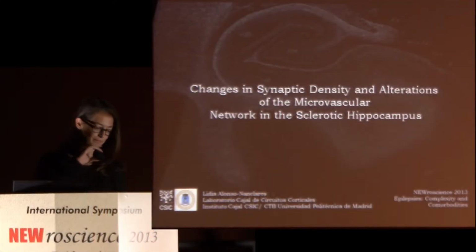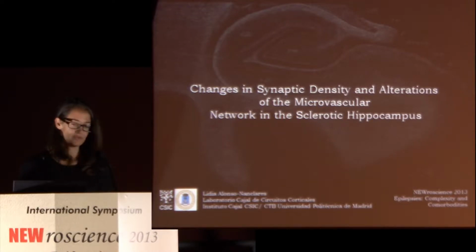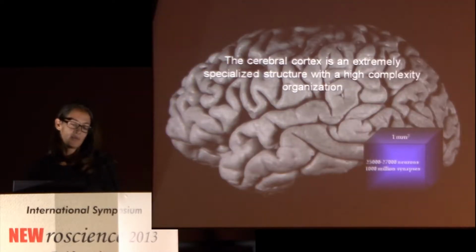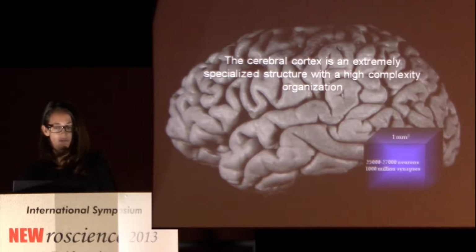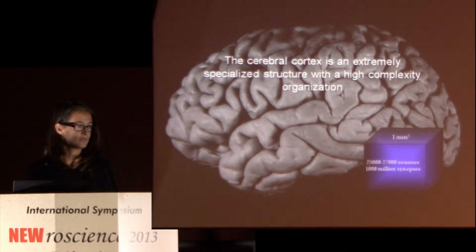As Mark has said, I'm going to talk about my studies on neuroanatomy. First of all, I would like to do a brief introduction about the point of view of a neuroanatomy laboratory, because we have to consider that the cerebral cortex is an extremely specialized structure with a high complexity organization, and to have an idea of the kind of study that I am going to expose here, in one single cubic millimeter of cerebral cortex tissue, we have about 25,000 neurons and 1,000 million synapses.